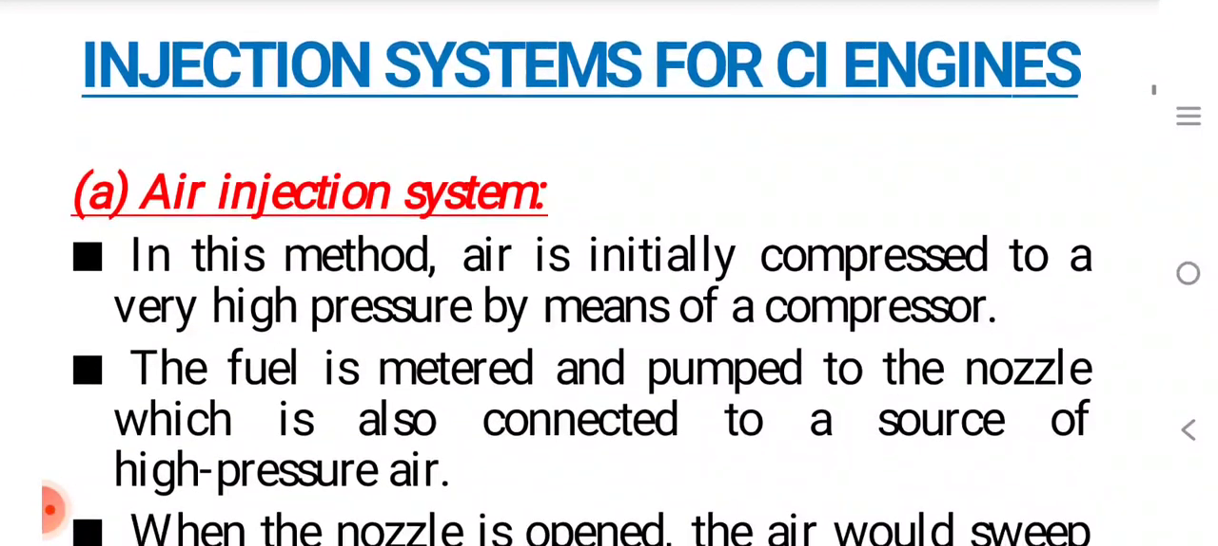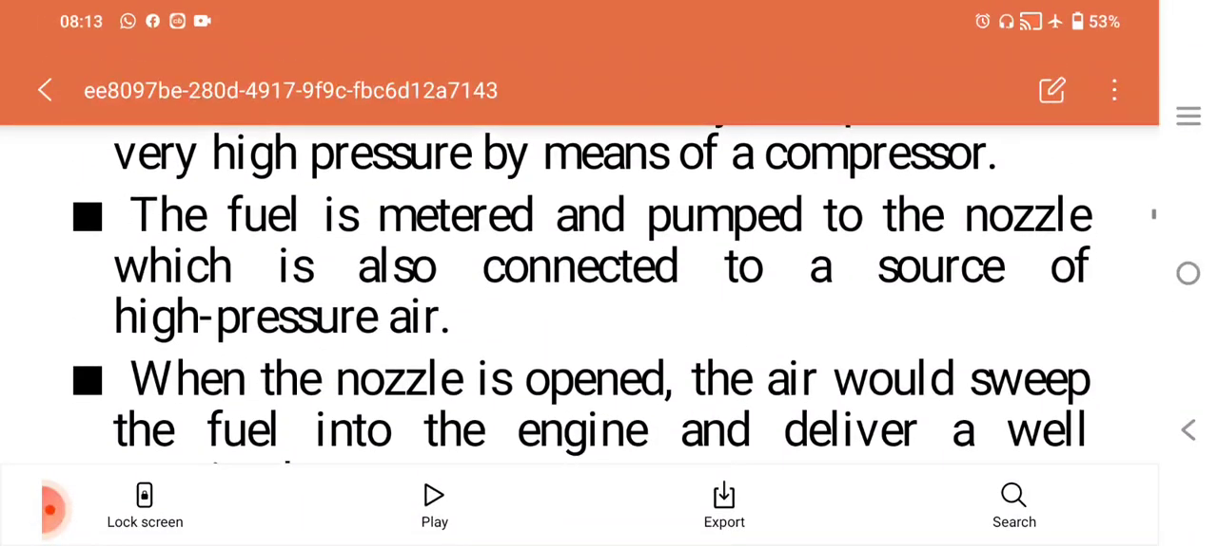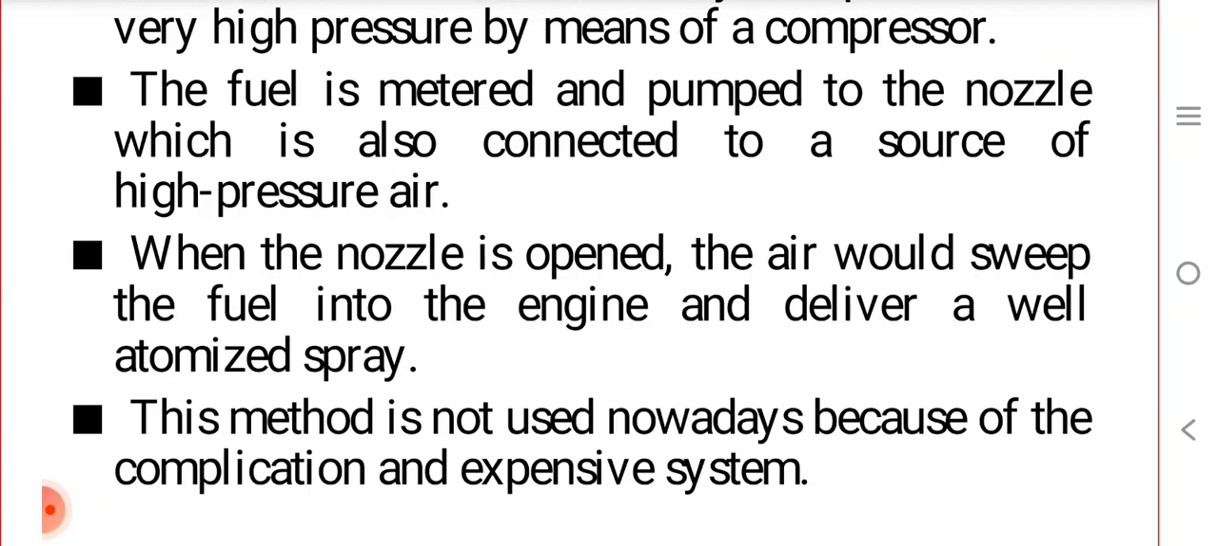Injection systems for CI engines. First one is the air injection system. In this method, the air is initially compressed to a very high pressure by means of a compressor. Fuel is metered and pumped to the nozzle, which is also connected to a source of high pressure. When the nozzle is opened, the air sweeps the fuel into the engine and delivers a well atomized spray. This method is not used nowadays because of the complication and expense of the system.